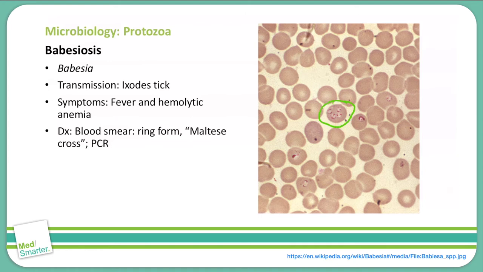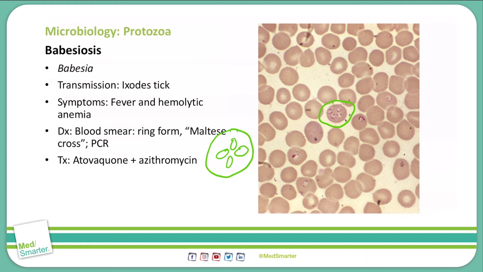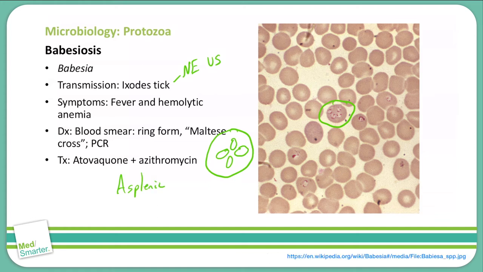And the Maltese cross appears like this in the blood smear. We can also do PCR to determine an infection with babesiosis. Treatment for babesiosis is atovaquone and azithromycin. We typically see the Babesia organism in the northeastern United States. People most at risk for severe disease associated with babesiosis are those who are asplenic. So we immediately think someone with sickle cell anemia.